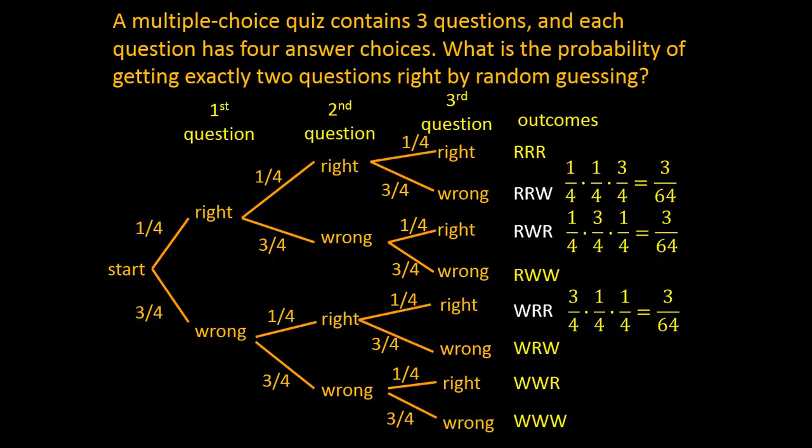So the probability of getting exactly 2 questions right by random guessing is the sum of the probabilities, which is 9/64. So it's not a very good chance that we're going to get 2 of the 3 questions right.